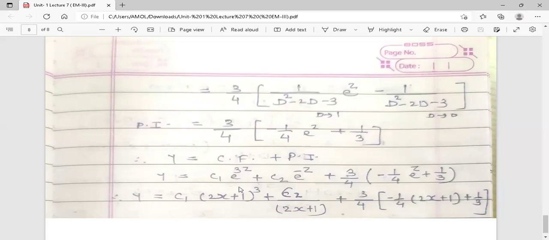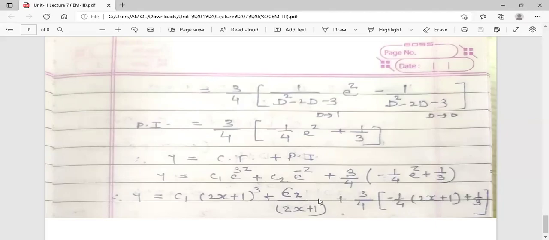So replace z in the value of y. You know that z is equal to log of x, or x is equal to e raised to z. So replace e raised to z by 2x plus 1. The first term c1 e raised to 3z means c1 times 2x plus 1 whole cube, plus c2 e raised to minus z means 1 upon e raised to z, and e raised to z is 2x plus 1, so in the denominator the term is 2x plus 1. Plus 3 by 4 in bracket minus 1 by 4 as it is, e raised to z means 2x plus 1, plus 1 by 3. So your answer is in terms of x and y. So this is the solution for Legendre's equation.